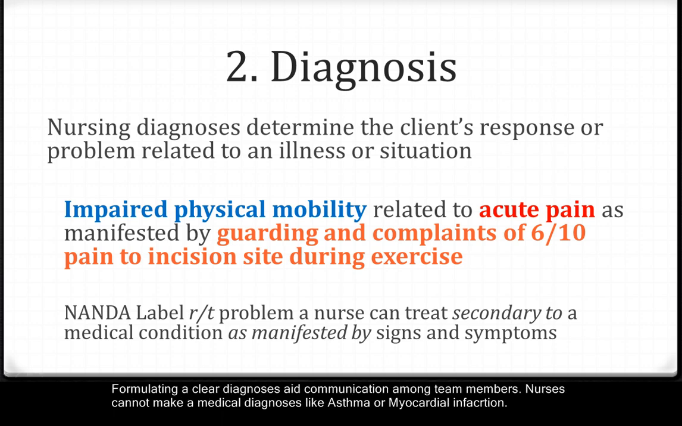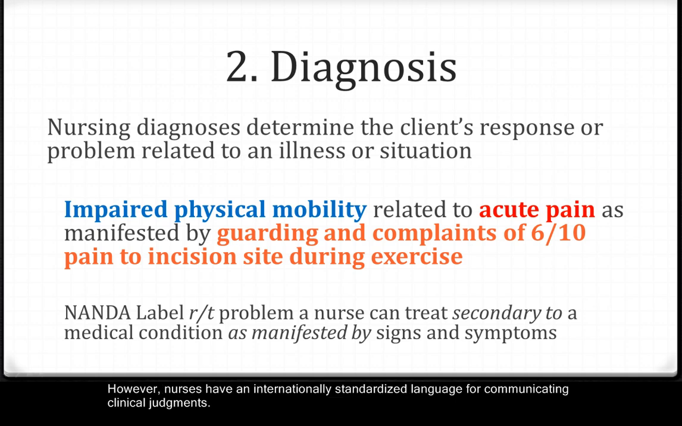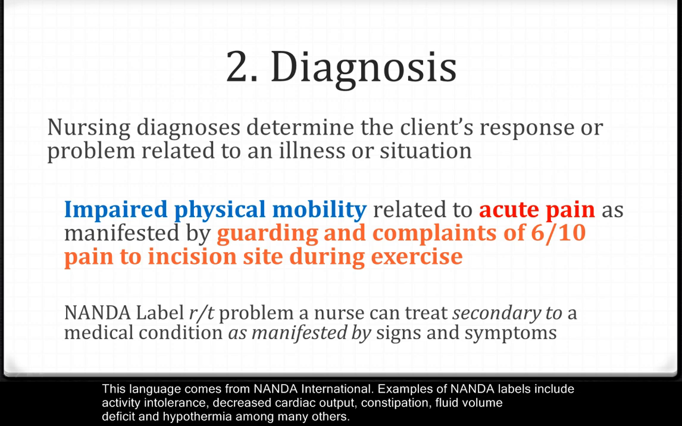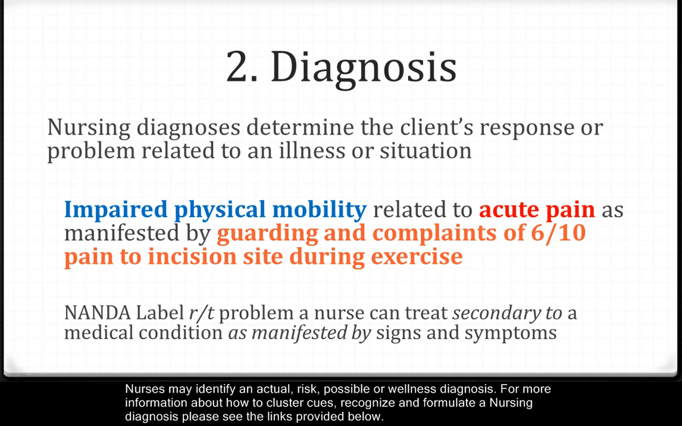Formulating a clear diagnosis aids communication among team members. Nurses cannot make a medical diagnosis like asthma or myocardial infarction. However, nurses have an internationally standardized language for communicating clinical judgments. This language comes from NANDA International. Examples of NANDA labels include activity intolerance, decreased cardiac output, constipation, fluid volume deficit, and hypothermia, among many others. Nurses may identify an actual, risk, possible, or wellness diagnosis.